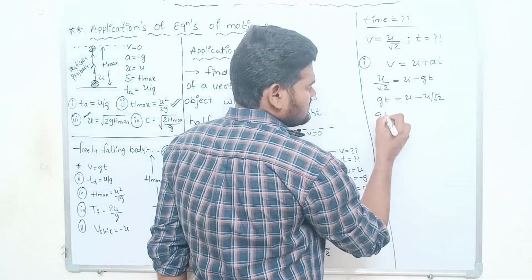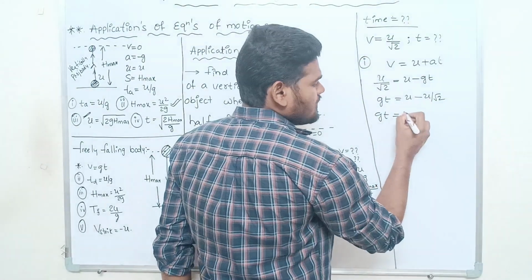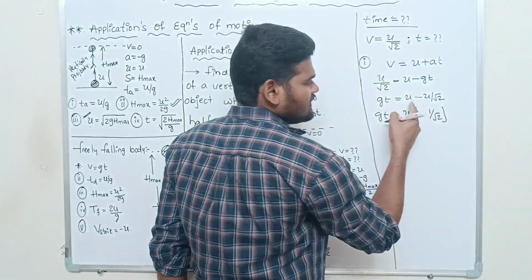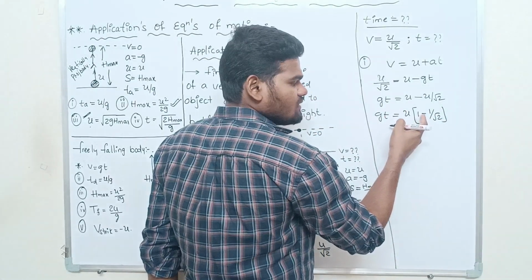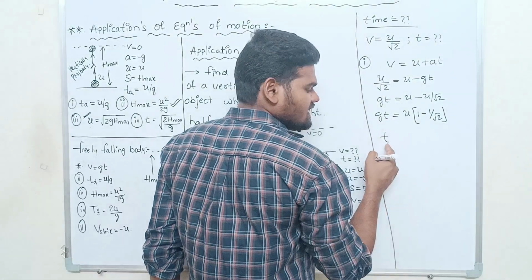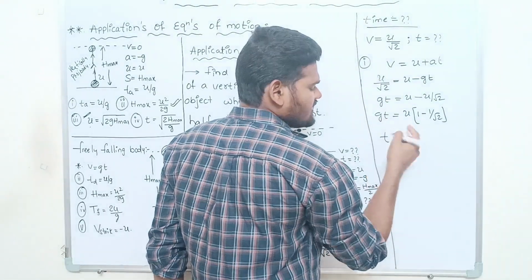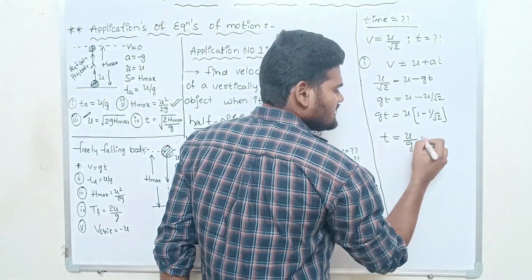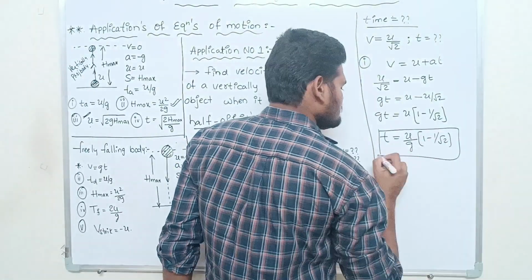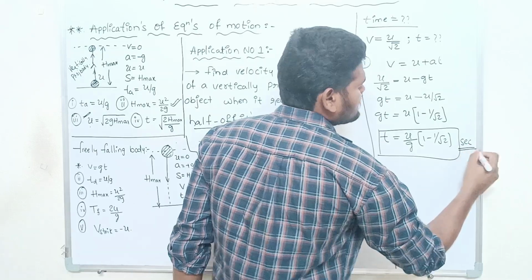So gt is equal to, if we take u common, we will get u times 1 minus 1 by root 2. We need time. Time t is equal to, if g went to that side, it becomes u by g into 1 minus 1 by root 2. So what is the SI unit for time? Seconds.